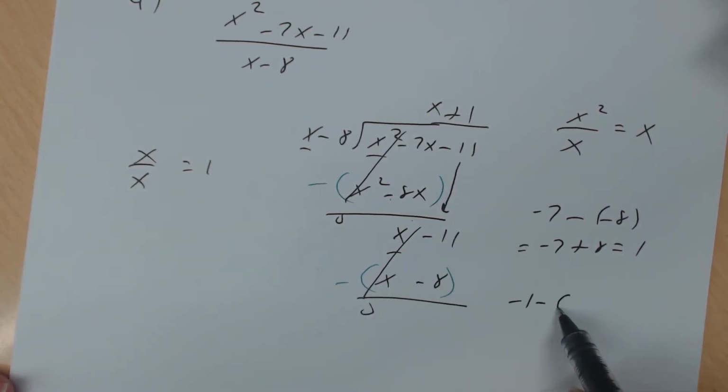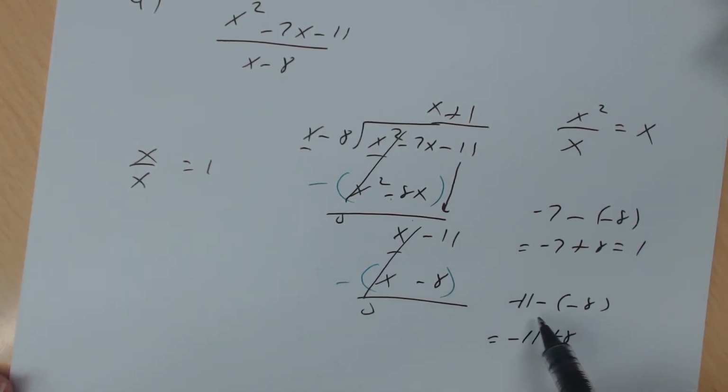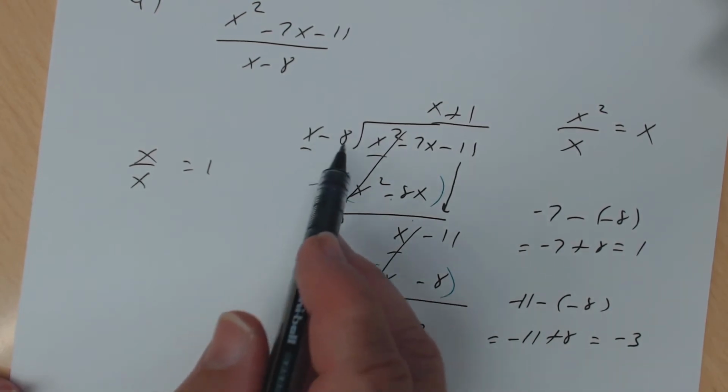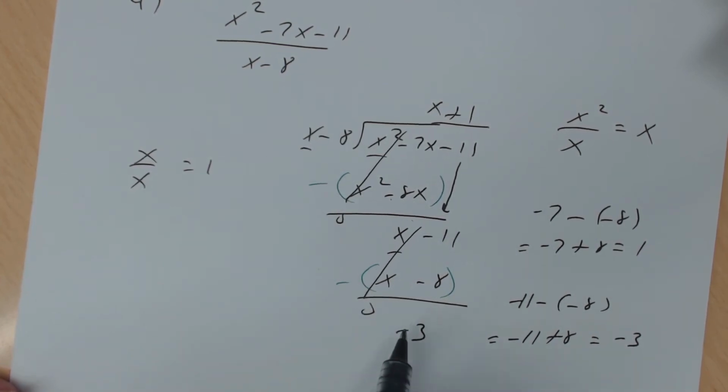A negative 11 subtract a negative 8 becomes negative 11 plus 8. Now again, you use your calculator: negative 11 subtract negative 8. When you press enter, you should get negative 3. Now notice the degree here is 0. Degree of a constant is 0. The degree of this divisor is 1, so you stop. The degree of your remainder is less than the degree of your divisor.